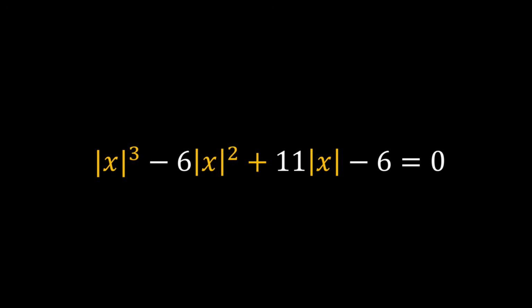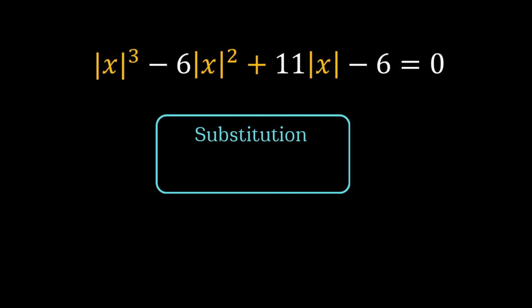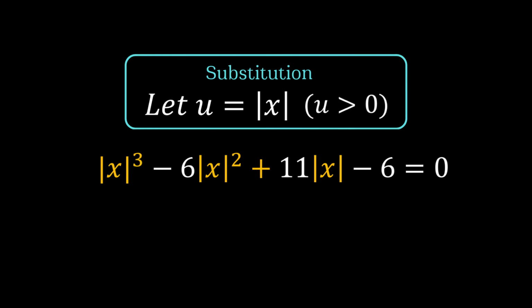This pattern is begging for a substitution. Let's define a new variable, u equals absolute x. This is called substitution. It turns a strange-looking equation with absolute values into a normal algebraic equation in one variable. Just remember, because u equals absolute x, we always have u greater than or equal to 0.